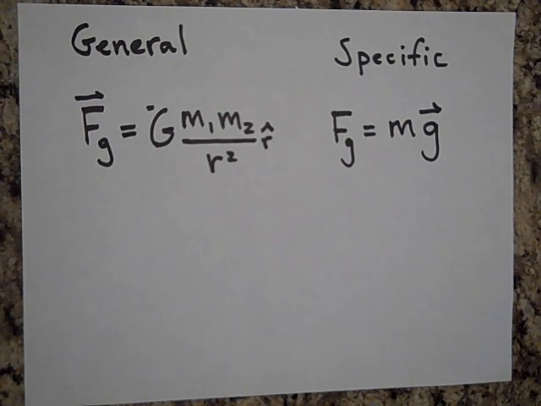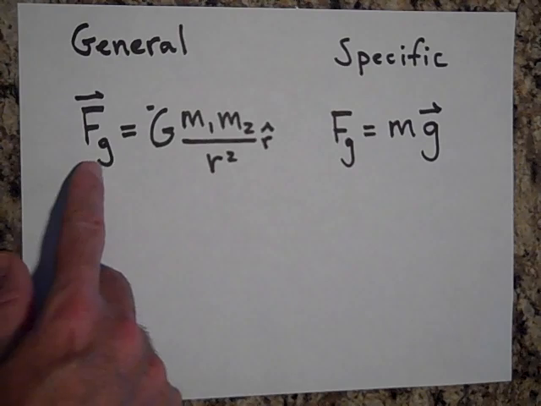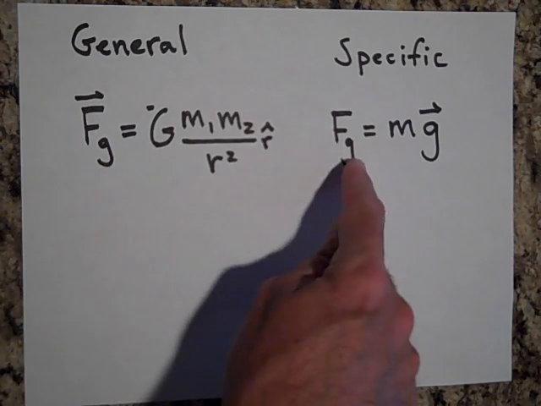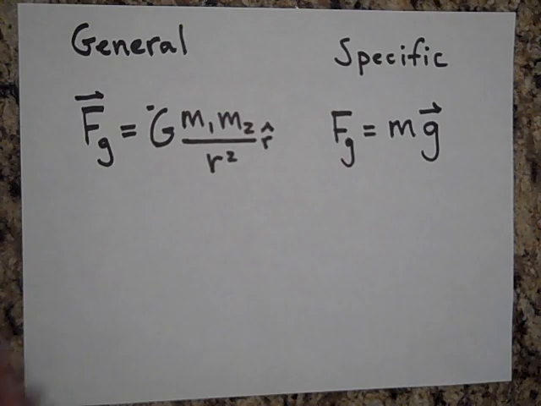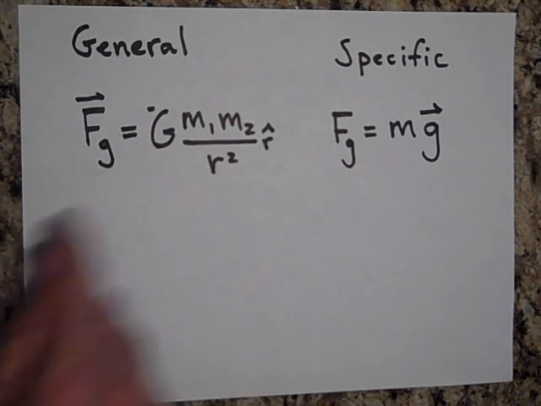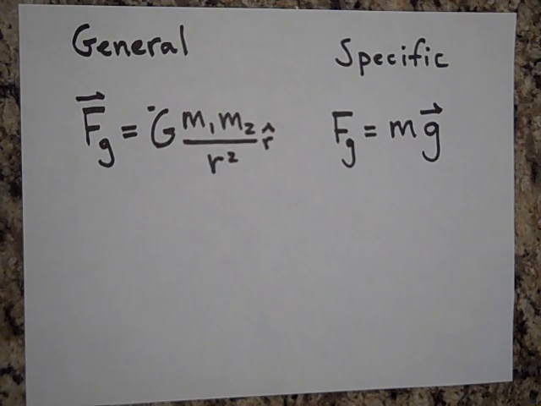Welcome. I'm going to just do one more video on gravitational forces and gravitational potential energies. In this video, I'm trying to show you how the general case, the universal law of gravity, turns into the specific case when you're near Earth. You should be able to go from the general to the specific and show how that turns into that. So I'm going to detail that for you. The first one is very simple.